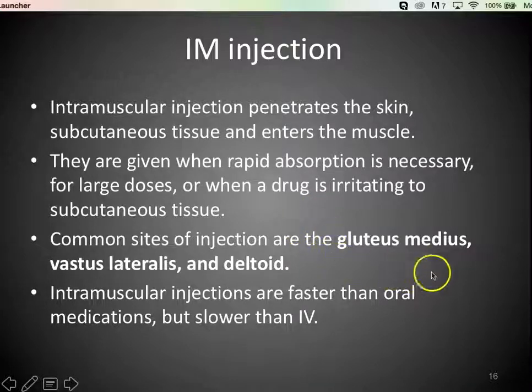And you either get a shot in the butt, so in the gluteus medius muscle, the vastus lateralis, that's going to be in the side of your leg, one of the quadricep heads, or in the deltoid, in the shoulder area. In general, they're going to be faster than oral medication because they don't have to go through your stomach or your intestines. But obviously, they're slower than an IV injection, because the fastest you can get anything into your bloodstream is putting it directly into the bloodstream. So it's somewhere in between, speed-wise. But again, different reasons. Sometimes you can't necessarily give it directly into the bloodstream. It might irritate the area or whatever, so you put it in the muscle.